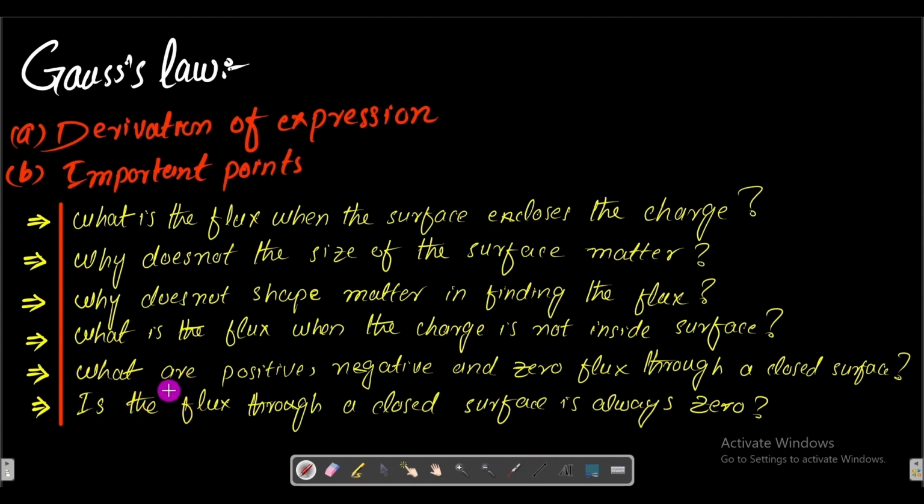And the next point is, what is the positive flux through that enclosed Gaussian surface, what is the negative flux, and what is the zero flux through that Gaussian surface? And the last point is, is the flux through a closed surface always zero? All these points we will discuss in this video in more detail.